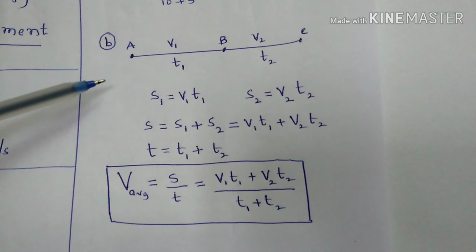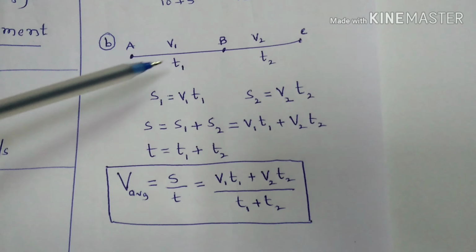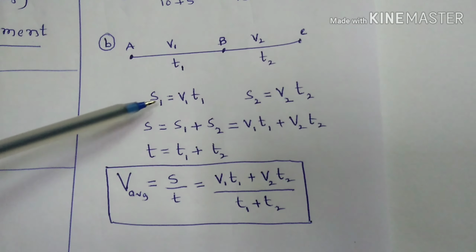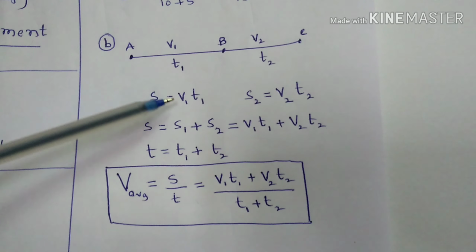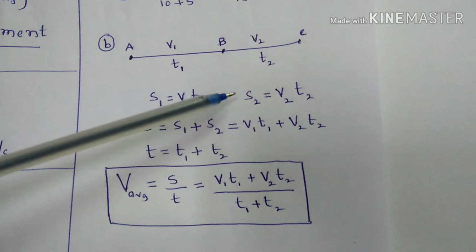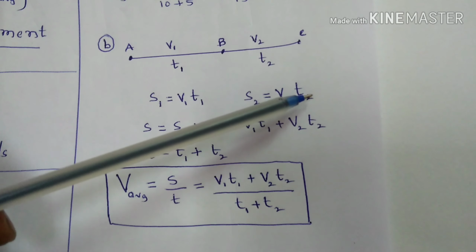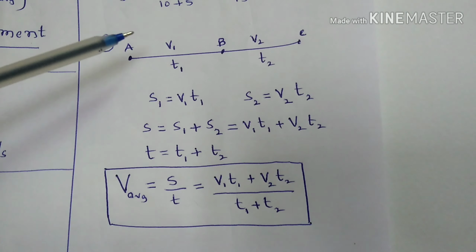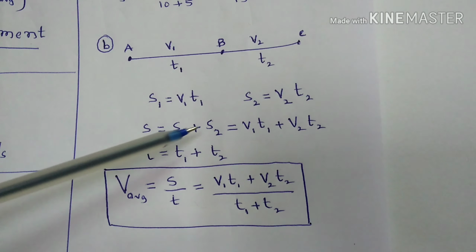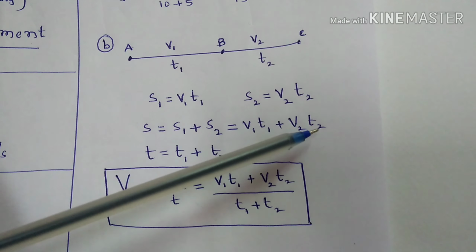What we have to calculate? Average velocity. So from A to B, you calculate displacement. From A to B, I am calling displacement S1, which is equal to V1 into T1. That formula you know. From B to C, displacement is S2, and S2 is equal to V2 into T2. So total displacement from A to C, that is S, is equal to S1 plus S2, that is equal to V1 T1 plus V2 T2.